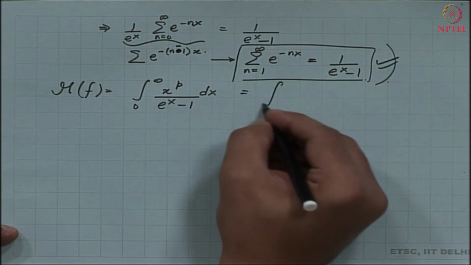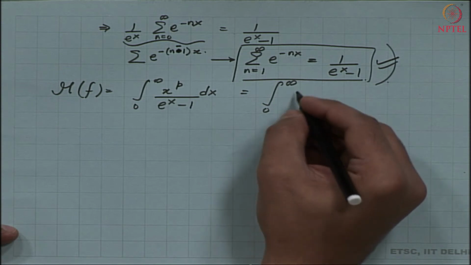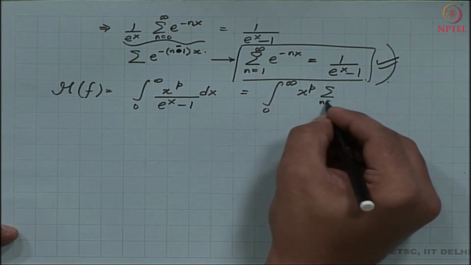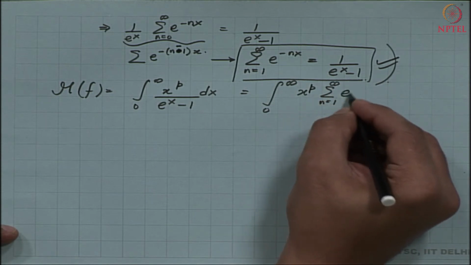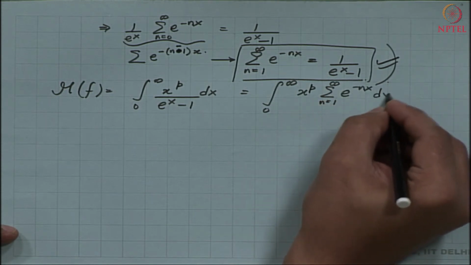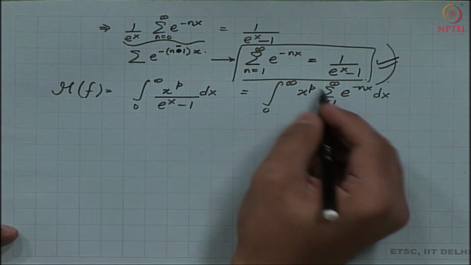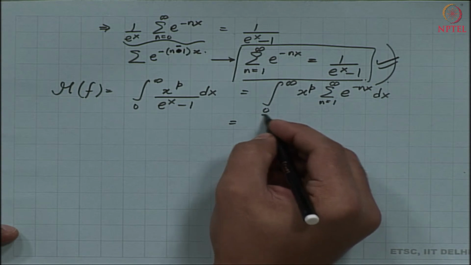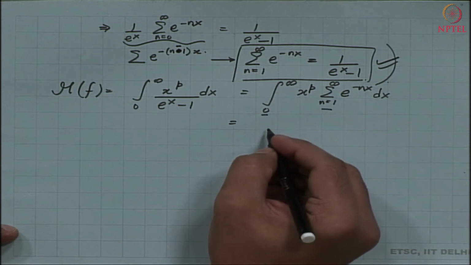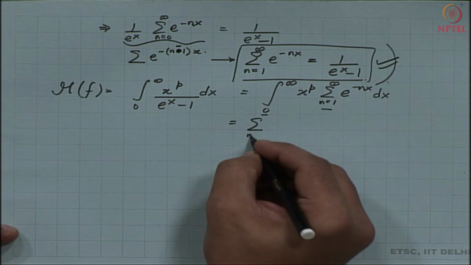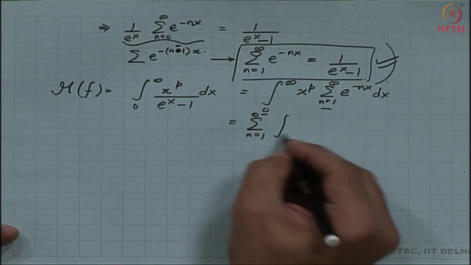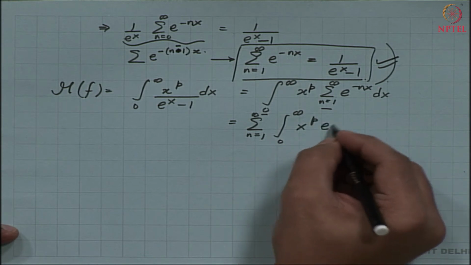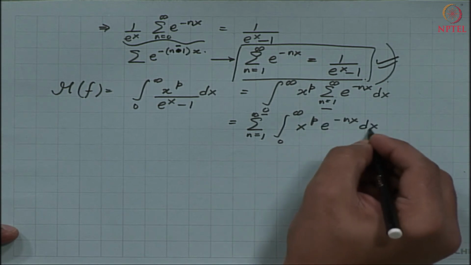So, I get that this integral is also equal to x to the power p times this series from 1 to infinity e to the power minus n x dx. Because the transformation is quite well defined, I am going to interchange my integral and the series here. So, the series sum is taken out, and I get that this is integral 0 to infinity x to the power p minus 1 e to the power minus n x dx.